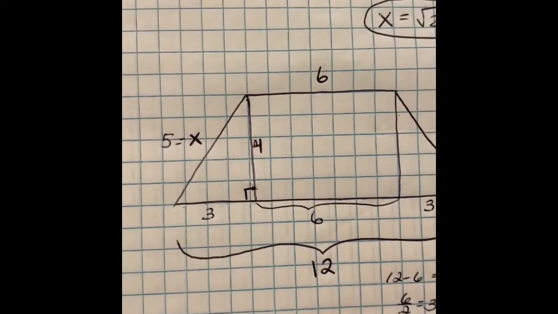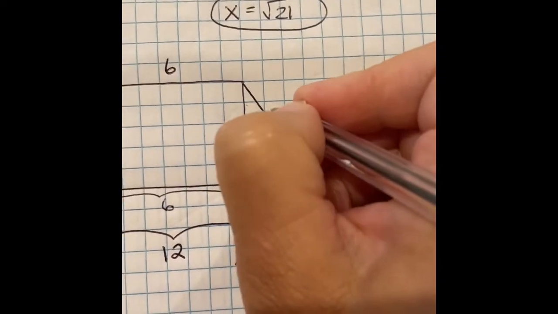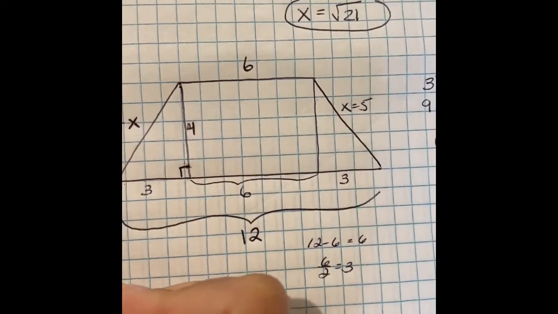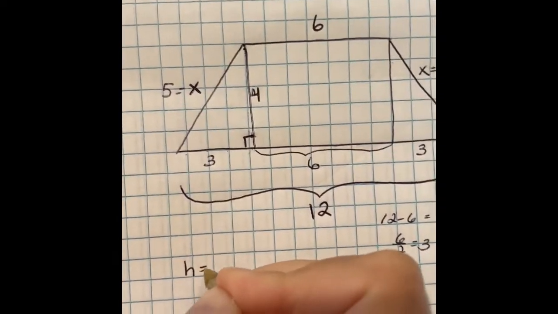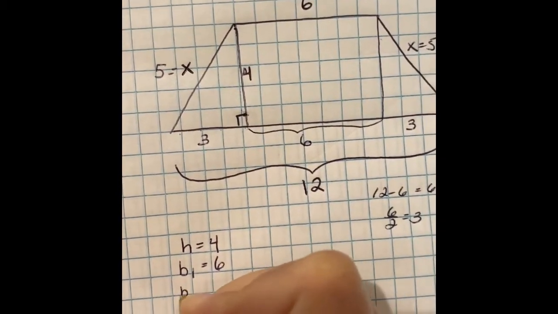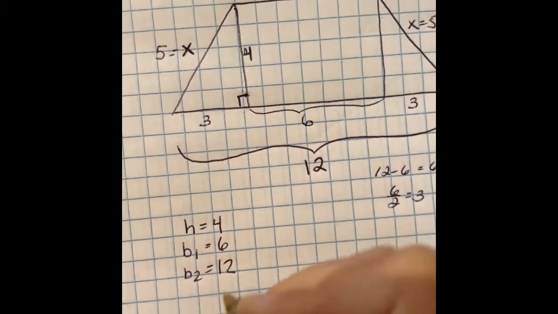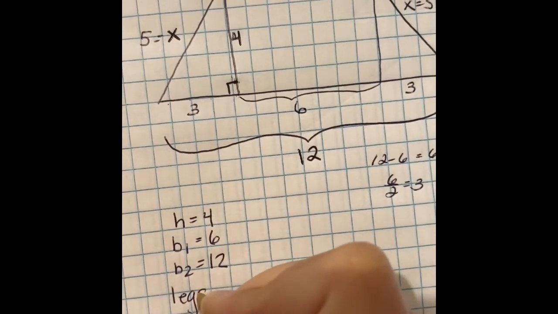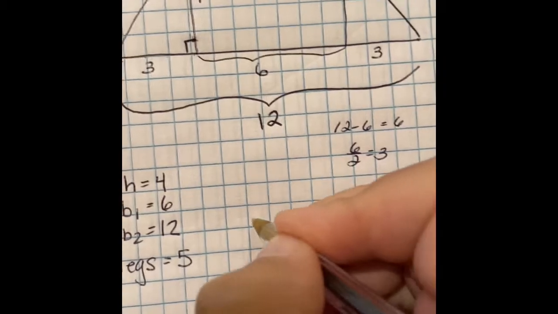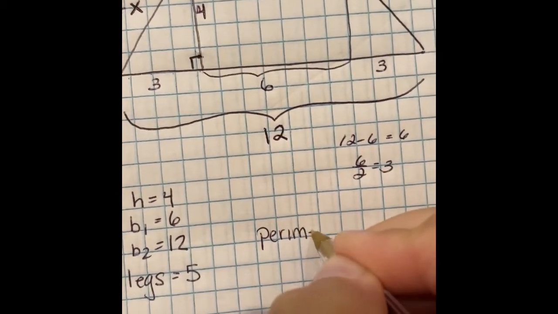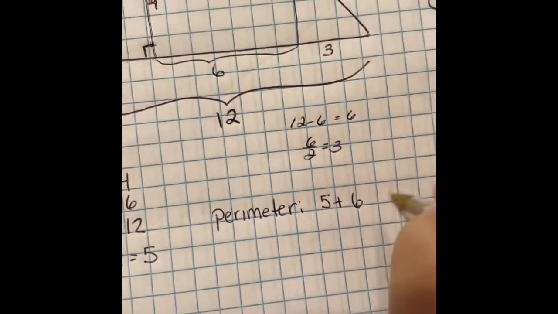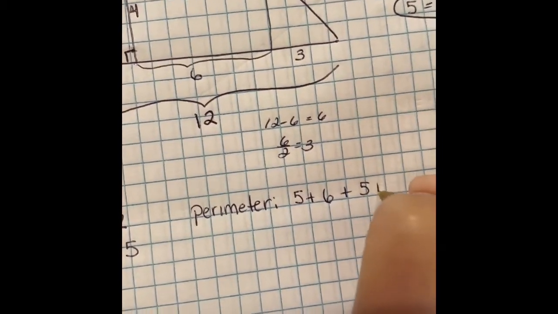We could do so many things with this. We might finish here. We have found that the legs of this isosceles trapezoid are 5. We might even be able to find the perimeter as well. The height is 4, which we don't need for the perimeter. Base 1 is 6, base 2 is 12, and the legs are 5. If we add them all up, we have the perimeter of this isosceles trapezoid, which is 28 units.